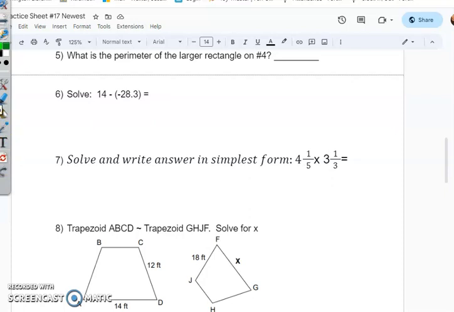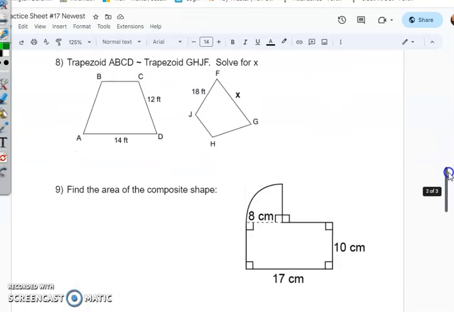Number 8. Trapezoid A, B, C, D is similar to trapezoid G, H, J, F. So, solve for X. So what I'm going to do is I'm going to just mark this. X is F, G, first and last. So that means it should match with A, D.